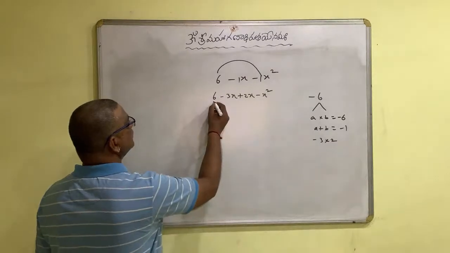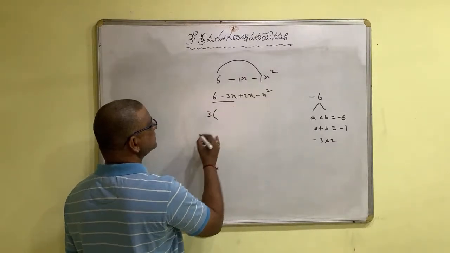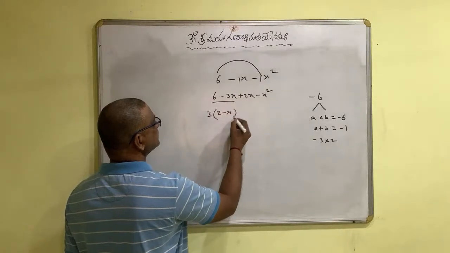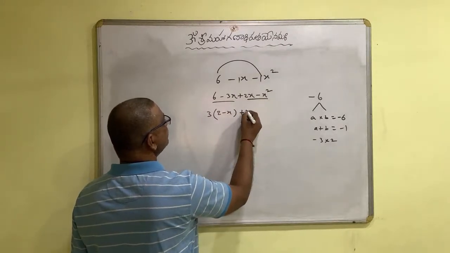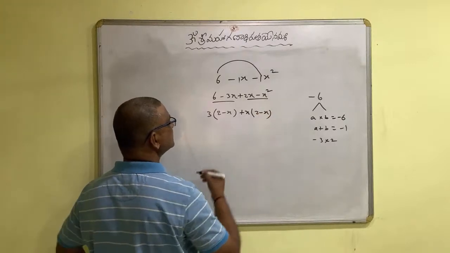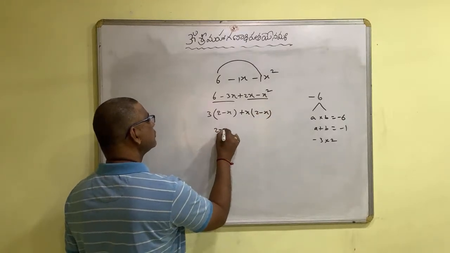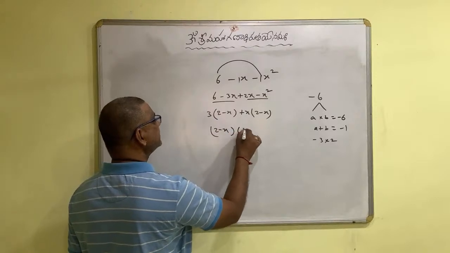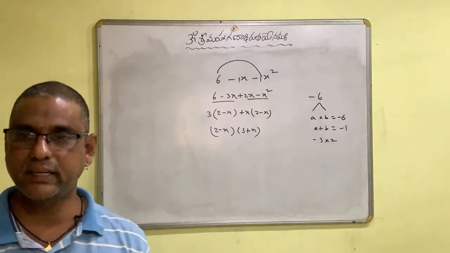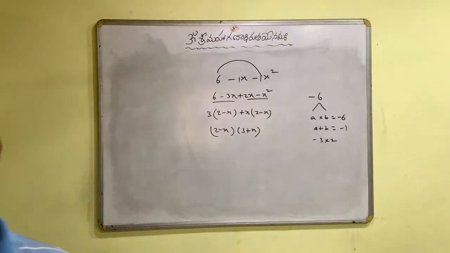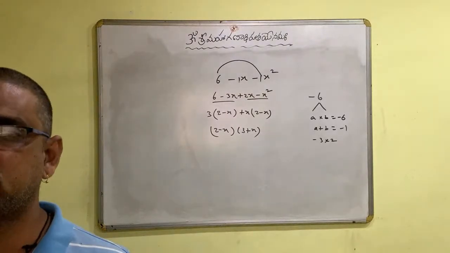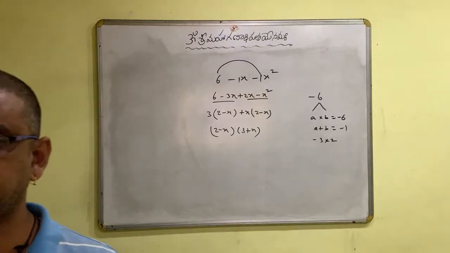Now, take 3 common from this. We will get 2 minus x. And from these two we can take x common. We will get 2 minus x. So 2 minus x and 3 plus x are the roots. Not roots, factors. They are the factors.